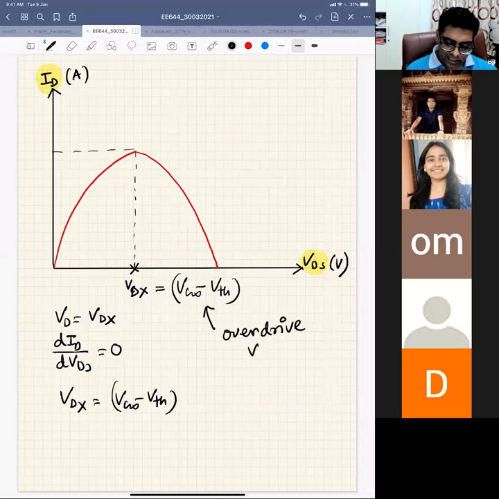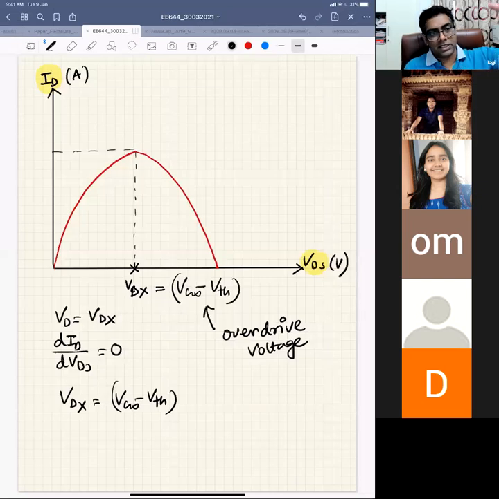This just tells you the difference between VGS and VTH. It tells you how high a VG you are applying above the threshold voltage. So this is the overdrive voltage. This is the nature of the thing: if you take this equation and plot ID as a function of VDS, you will get a parabolic curve, and your current will initially increase, then decrease.